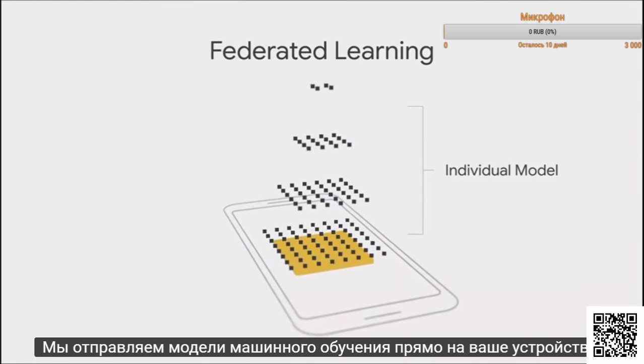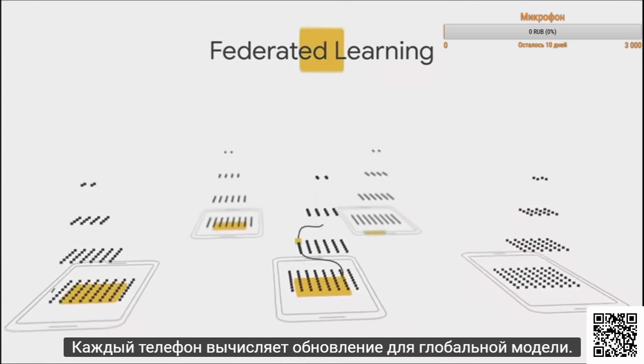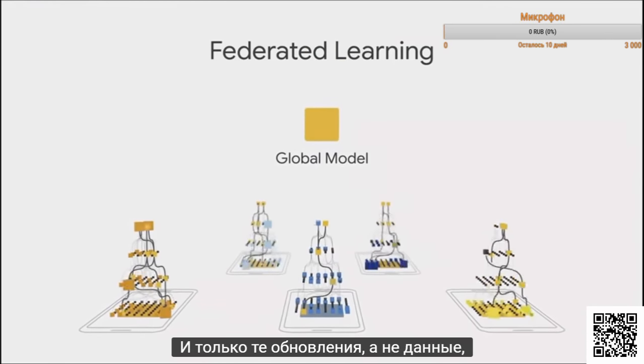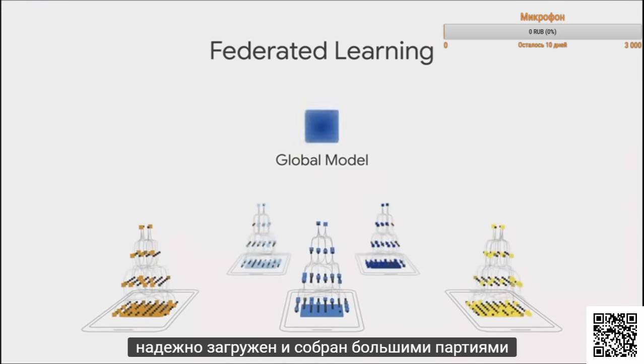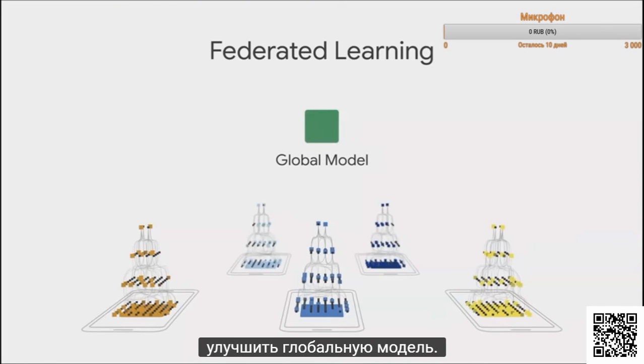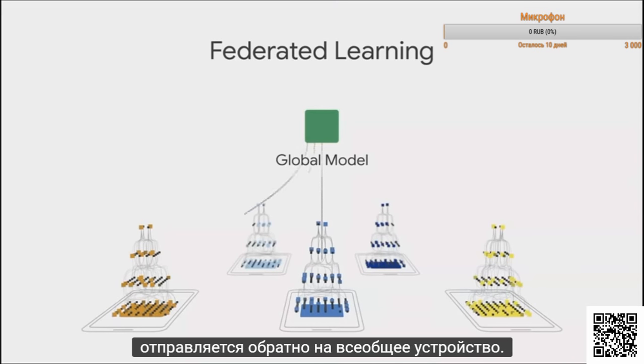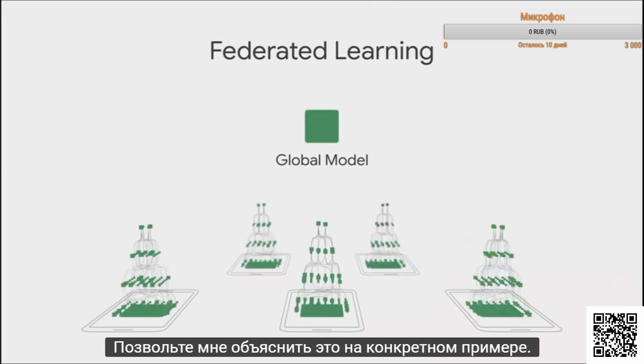We ship machine learning models directly to your device. Each phone computes an update to the global model, and only those updates, not the data, are securely uploaded and aggregated in large batches to improve the global model. And then the updated global model is sent back to everyone's device. Let me explain it with a concrete example.